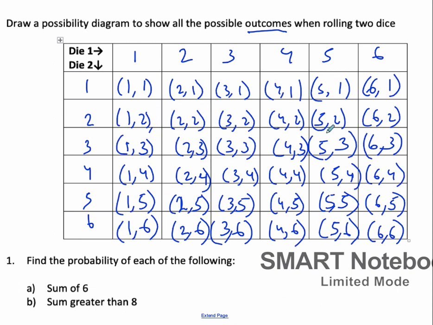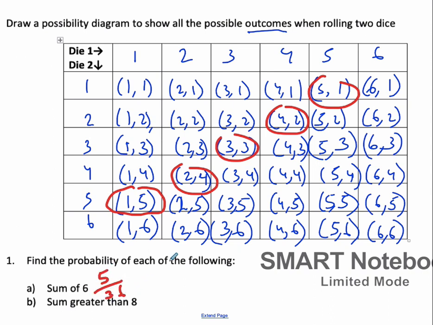Okay, now that we've got all the possibilities written out, we can actually work out some probabilities. A sum of 6: well, 1,5 is a sum of 6, 2,4, 3,3, 4,2, and 5,1. So it's 5 possibilities out of a total of 36. Notice that if you were to do a sum of 2, there's only one possibility, so that would be just 1 out of 36. So there's a big difference. This is 5 times as big.